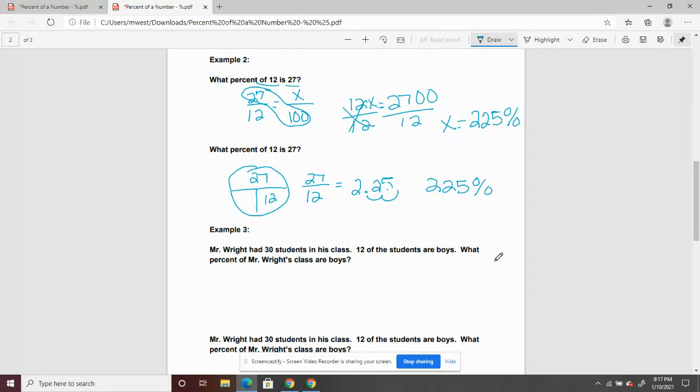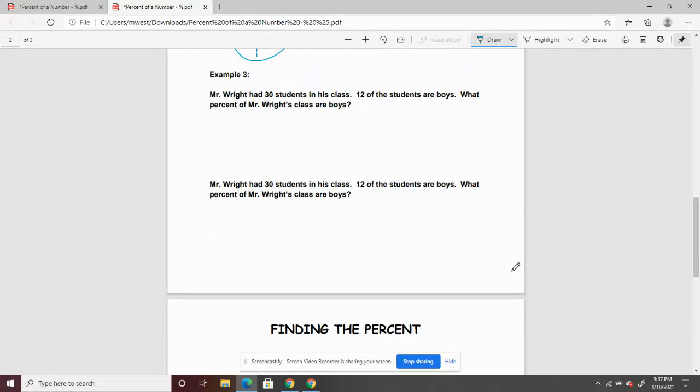All right, now our last example is a word problem. And let me go ahead and draw our thing out. Line equals line and 100. All right, Mr. Wright had 30 students in his class. Is that part or whole? That's the whole because he has 30 in his class.